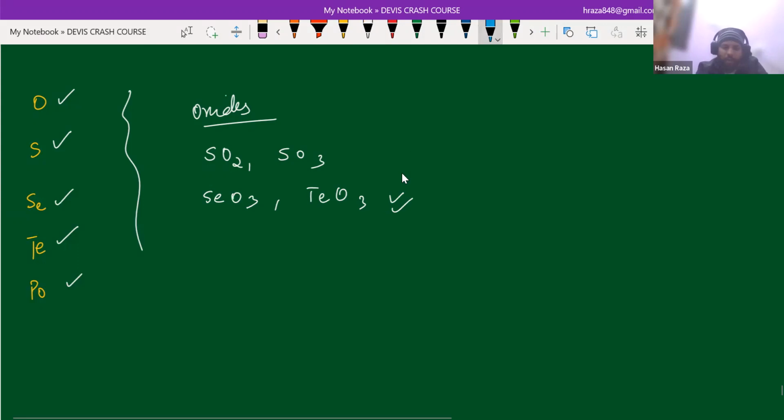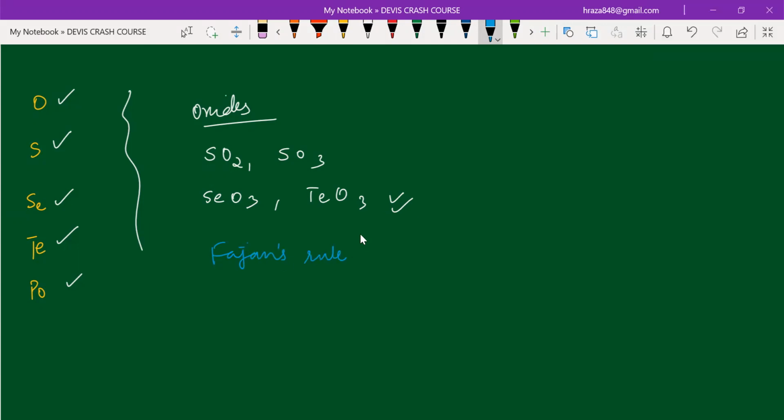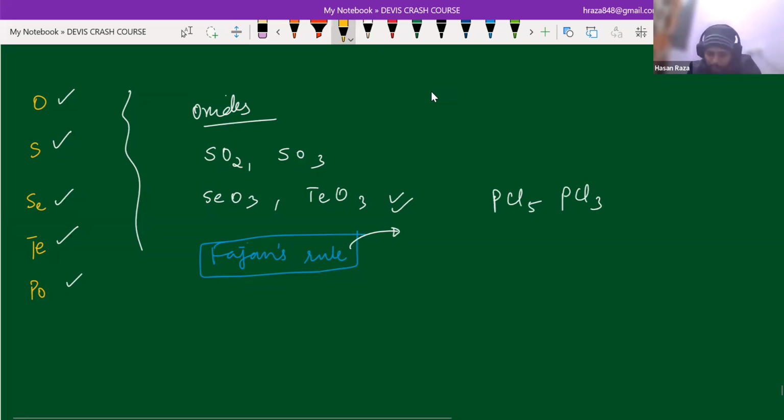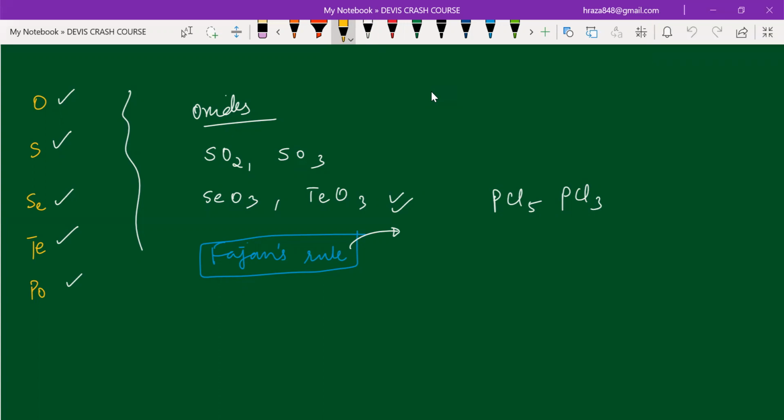There are some questions that are very important, and for Fajan's rule, do you know what is Fajan's rule? Basically, according to Fajan's rule we compare the ionic or covalent character of compounds. If I ask you which one is more covalent, PCl5 or PCl3, what is your answer?